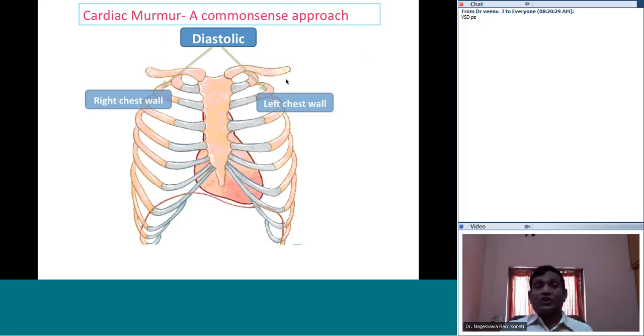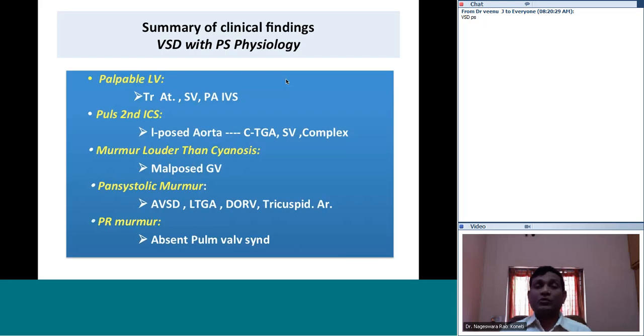So, a summary of clinical findings in VSD PS physiology. You have a palpable left ventricle in tricuspid atresia, single ventricle, and pulmonary atresia with intact septum. Pulsations in the second intercostal space, lateral to the midclavicular line, indicate L-malposition of great vessels: corrected TGA, single ventricle, and complex congenital heart disease where the aorta is left and anterior. Murmur louder than cyanosis, or severe cyanosis with a softer murmur, usually suggests malposition of great vessels. The presence of a pansystolic murmur suggests AV septal defect or corrected TGA with left AV valve regurgitation, while double outlet right ventricle and tricuspid atresia will have a long systolic murmur.